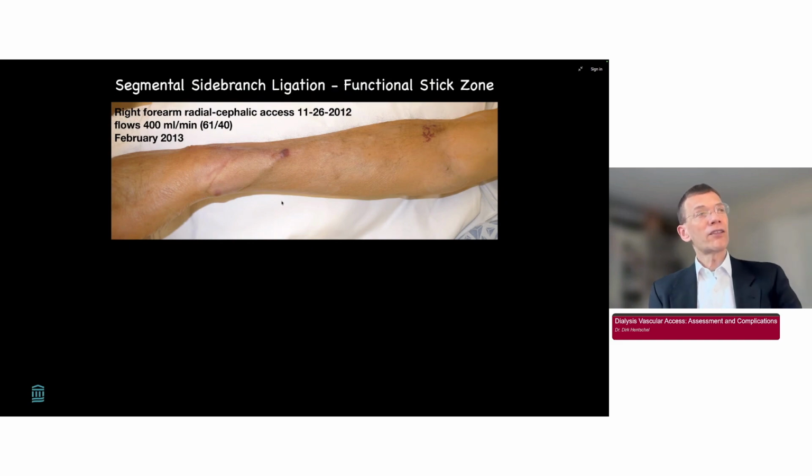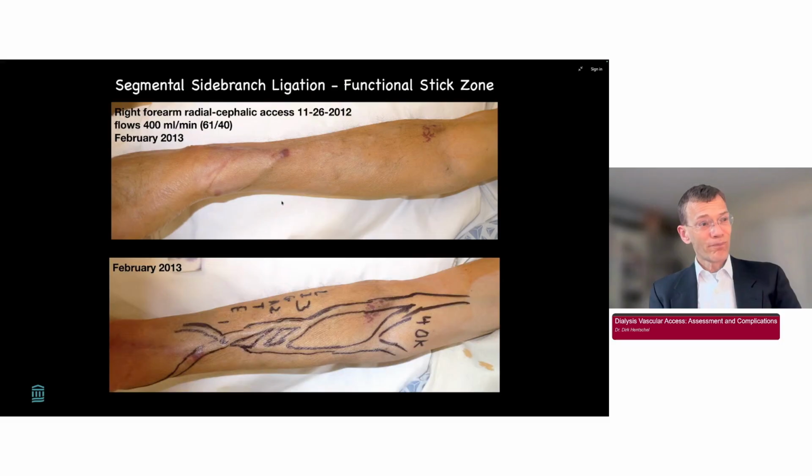So how does that look in practice? Here's an access with relatively low flow because the patient has chronically low blood pressure in the setting of systemic amyloidosis.